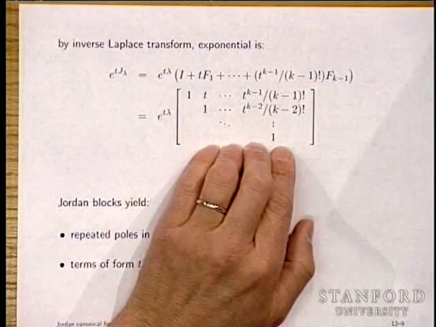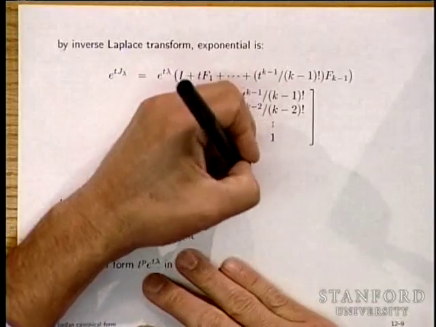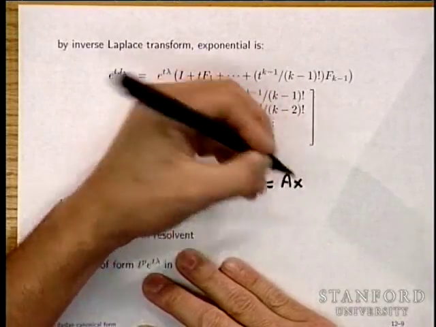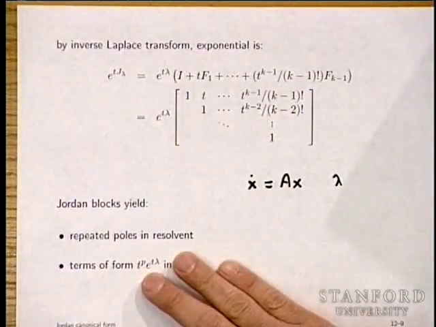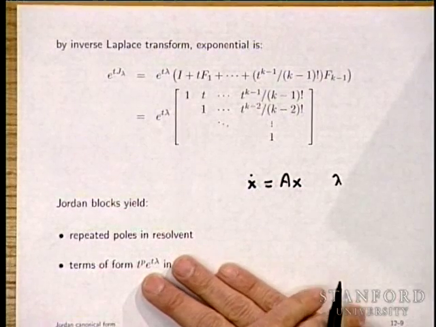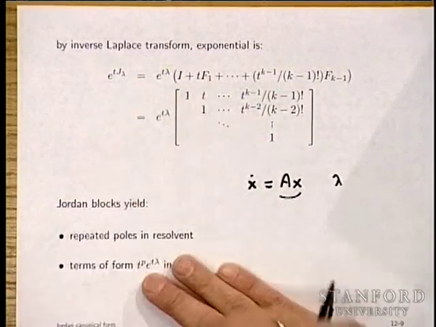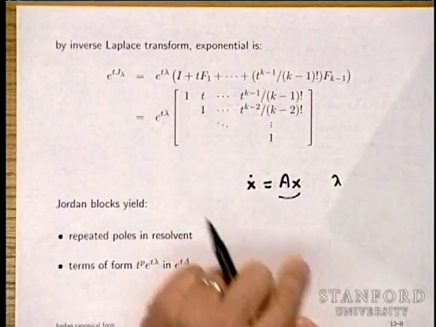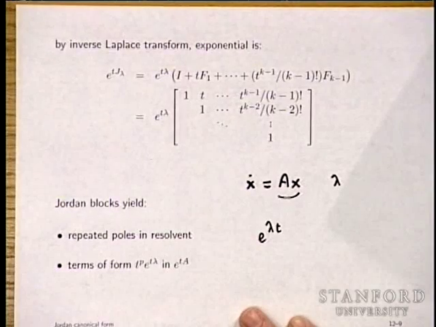So I think what I'll do is let me just say a little bit here. This tells you what you needed to know. When you see x dot equals Ax, and let's make it simple, let's say all of the eigenvalues are lambda, period. Now I can tell you what the Jordan blocks in A mean. If A is diagonalizable, the only thing you will see in the solution will be things that look like that, period.